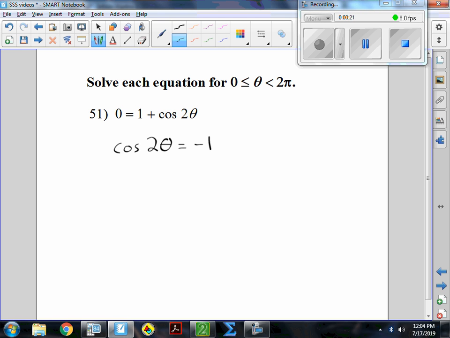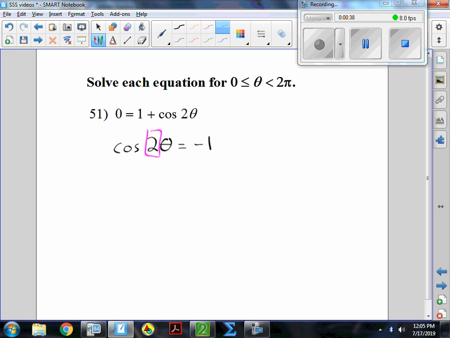This is a multiple angle problem. What that means is that there are multiple answers instead of the normal one answer on the unit circle where cosine is equal to -1. I know that it's a multiple angle problem because there's a number in front of theta.